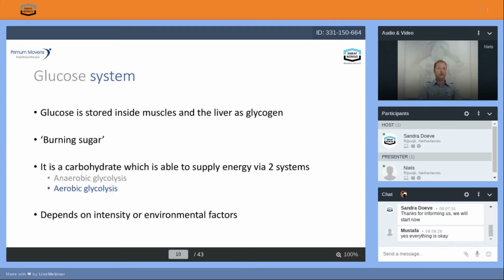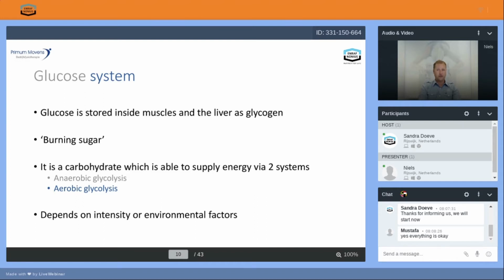Then we have a glucose system, and as you see in the title, you see two colors. You see gray and blue. They correspond to the colors in that graph that I showed before, that I will show afterwards as well. Glucose, sugar, is stored inside the muscles and the muscle cells itself, and in the liver as glycogen. And this system is also known as the burning sugar system. It has a lot of energy.